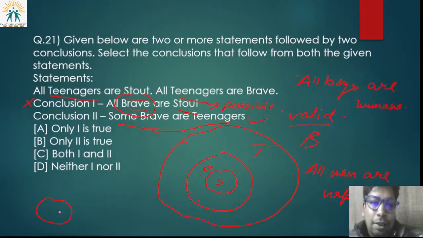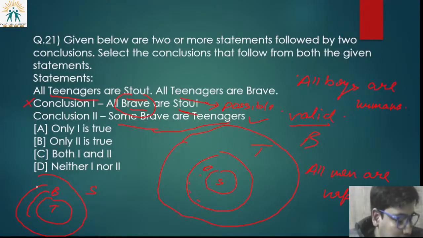All teenagers are stout, and all teenagers are brave. So all of the teenagers are brave, so brave will be something over here, right? Now, can you say all brave are stout? Yes, you can say, but brave can also extend outside stout, right? So you cannot say that. It is a possibility, but not definite. Some brave are teenagers. That is always the case.